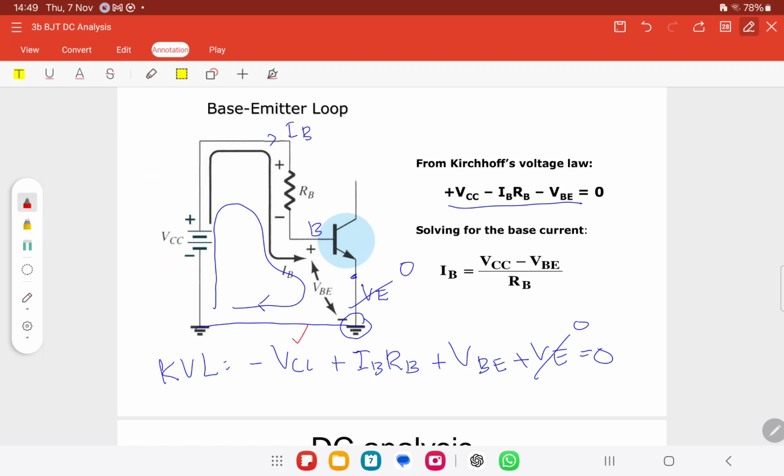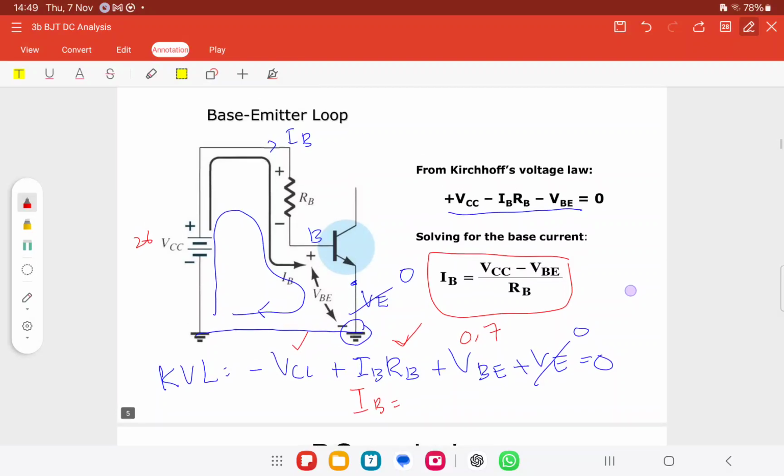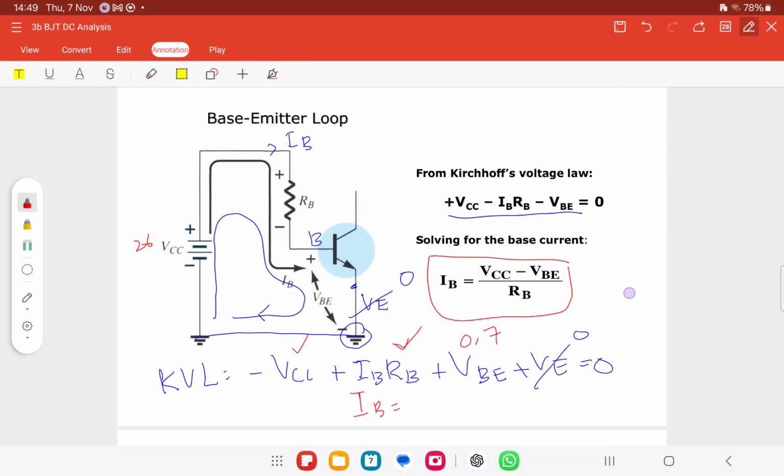Tak ada. Biasanya mesti ada kan, 20 ke 15 ke, ikut dia lah kan. Okay, so RB ada tak? Ada. VBE? 0.7. So now do we can get the IB? So yang dapat this one. Bila pusing-pusing dapatlah that. Kena hafal ke? Tak payah hafal. Okay, dah faham do the KVL? Senang je lah kan. Okay, so that is for the first one, the KVL.